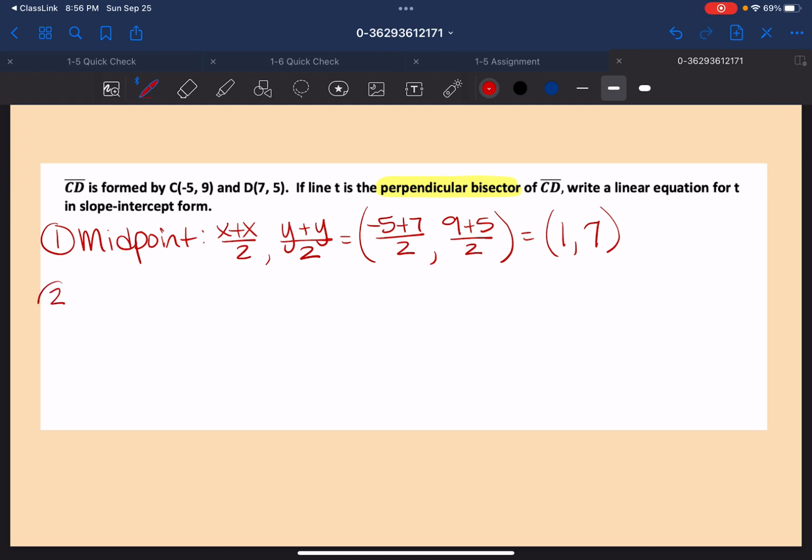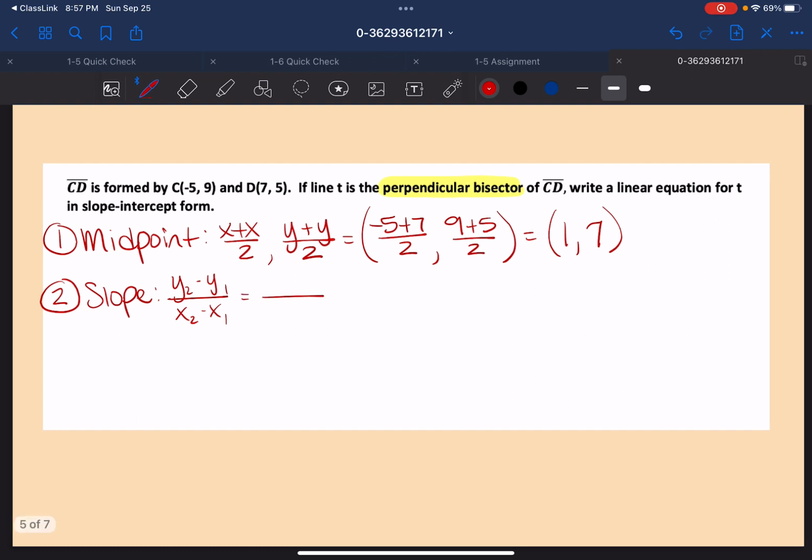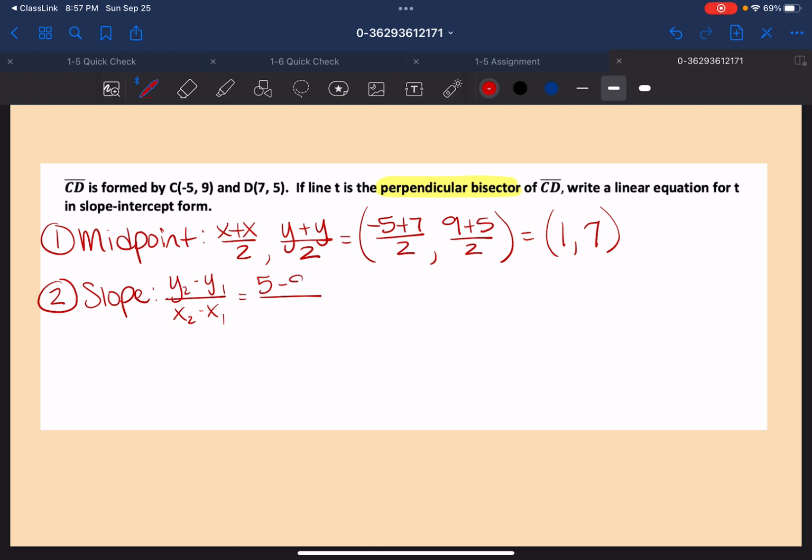So the second step is going to be to find the slope. Okay, we know our slope formula is y2 minus y1 over x2 minus x1. Our y2 value is 5 minus 9, x2 is 7 minus -5, so it becomes a plus. So 5 minus 9 is -4. 7 plus 5 is 12. We can see that that reduces down to -1/3.